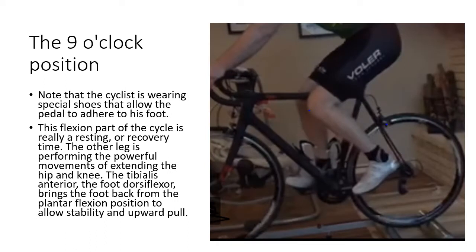The 9 o'clock position. Note that the cyclist is wearing special shoes that allow the pedal to adhere to his foot. The flexion part of the cycle is really a resting or recovery time. The other leg is performing the powerful movements of extending the hip and knee. The tibialis anterior, the foot dorsiflexor, brings the foot back from the plantar flexion position to allow stability and upward pull.